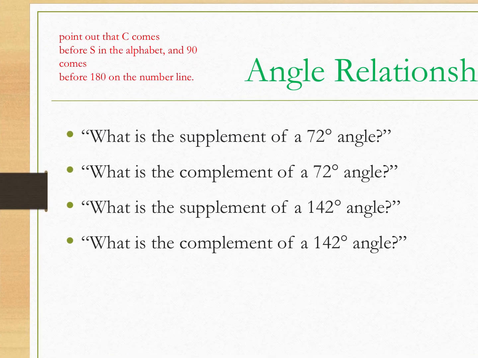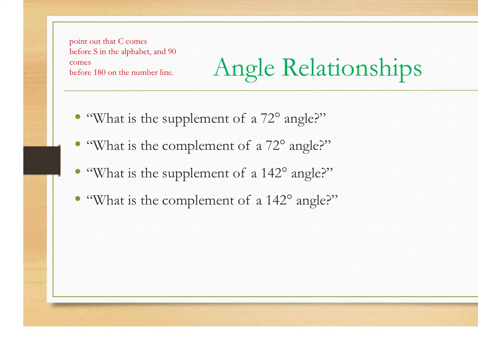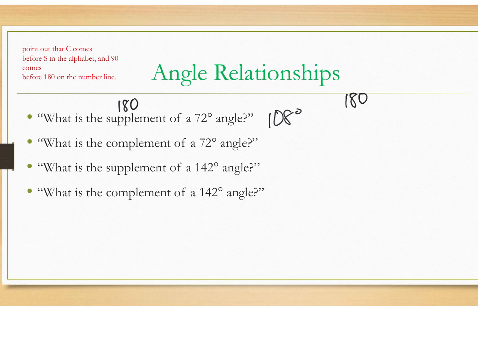What is the supplement of a 72-degree angle? 108. How'd you get that? How'd you know it had to be 180? Supplementary. So you should have done 180 minus 72, which gave you 108. Very good. What is the complement of a 72-degree angle? 18. How'd you get that? The complement of an angle has to equal 90 degrees. So I add 72 plus 18, which gives me 90. Or you could have done 90 minus 72. Excellent. You would have gotten 18.